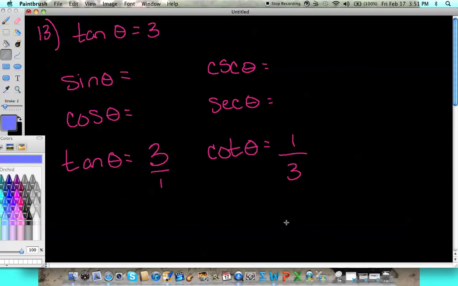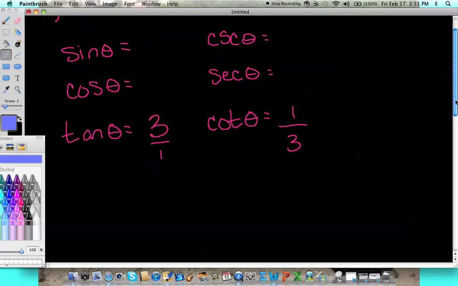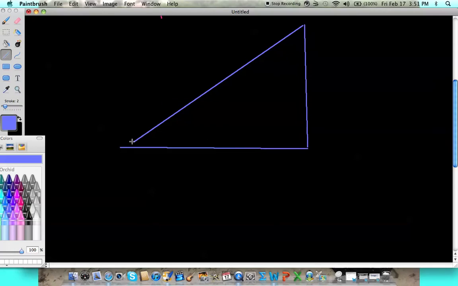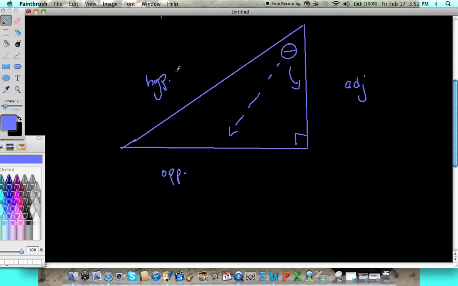I'll draw it down here. And I'm going to be a little crazy. I'm going to do it a little different this time. I'm going to put my theta up here. Okay, here's my right triangle. So now if this is my theta, then this is my opposite side. This is my adjacent side. And always the hypotenuse is across from the right angle.